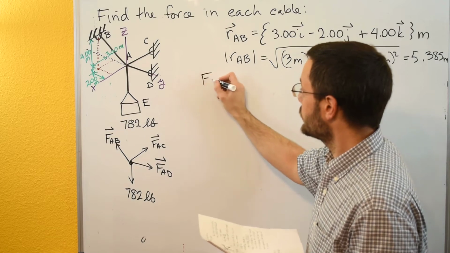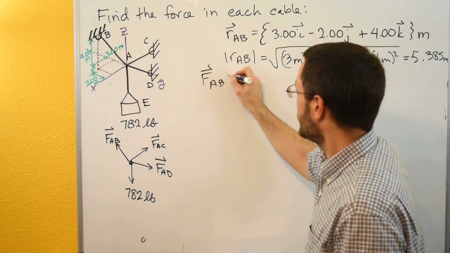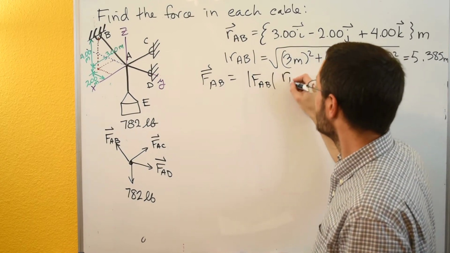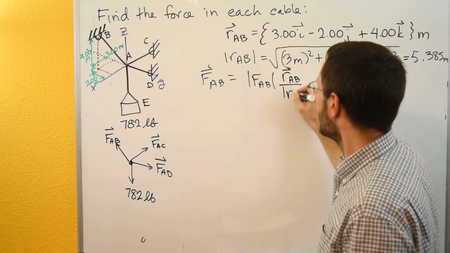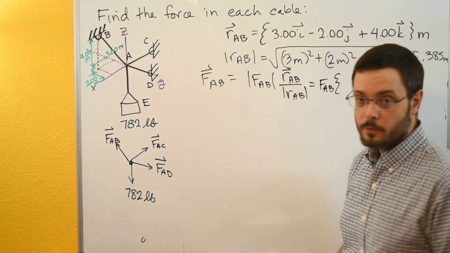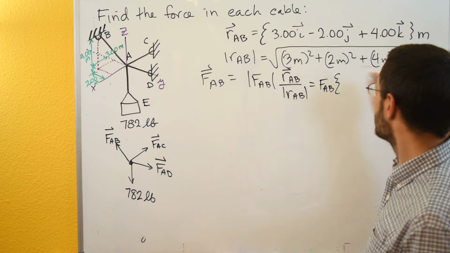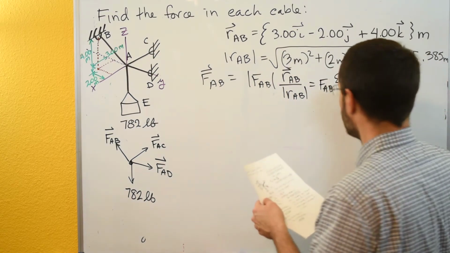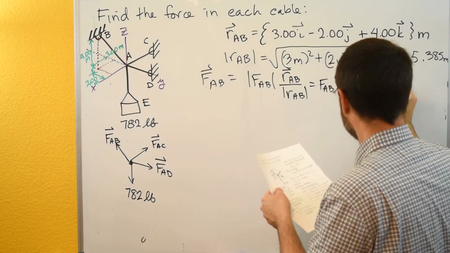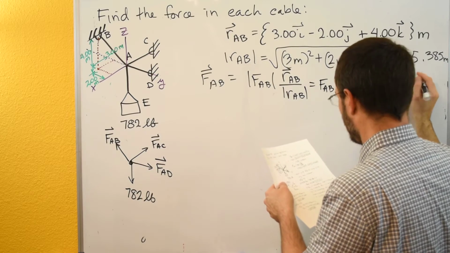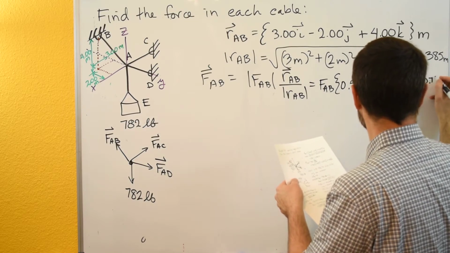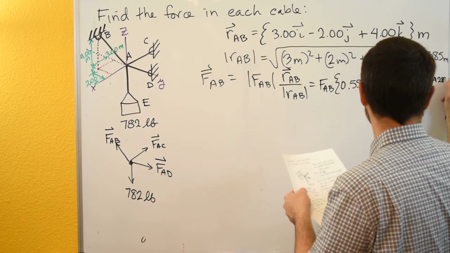Now we can set up our force vector. So our force vector A to B is equal to magnitude of FAB times the position vector divided by the magnitude of the position vector. And so with this, we're just going to take each of the components and divide by the magnitude. So we get 0.5571i, 0.3714j, and 0.7428k.